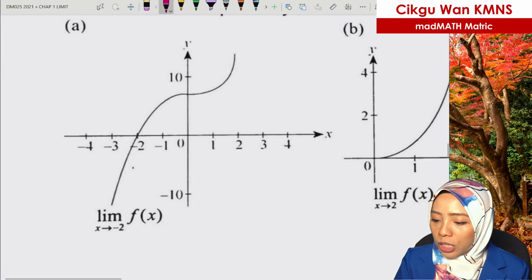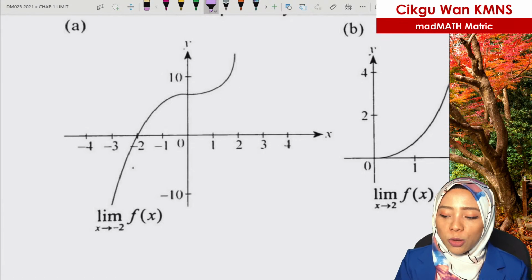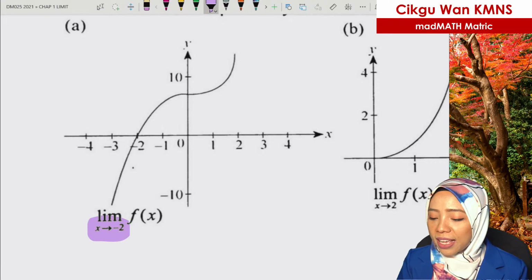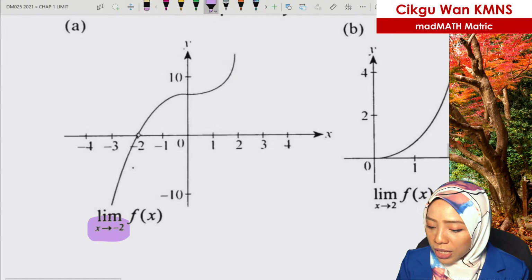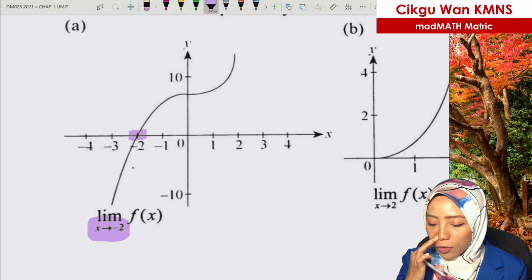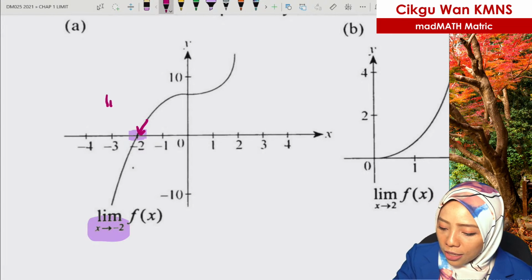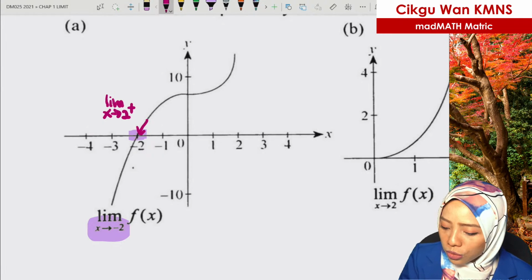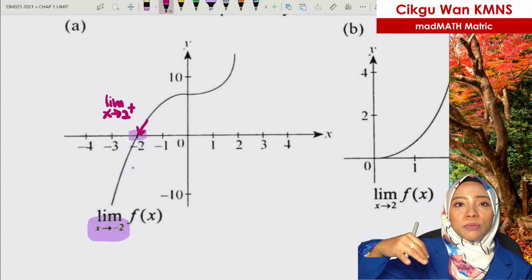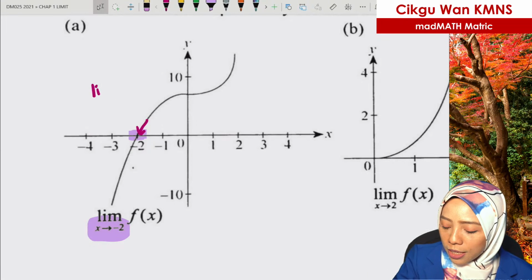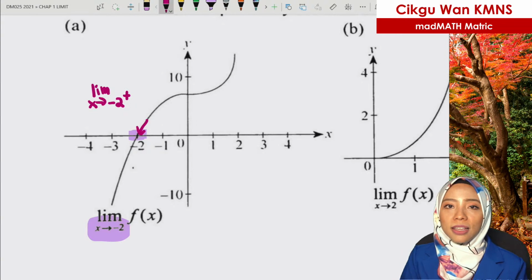Okay, read the question. Tak payah tengok semua. Read the question. Dia interested dekat mana? Dia interested at x approaching -2. Okay, now so they want negative 2. So from negative 2, ini apa dia? Ini adalah when limit x approaching negative 2 from the right. Sorry, bukan x. Nilai negatif I tertinggal negatif tadi.